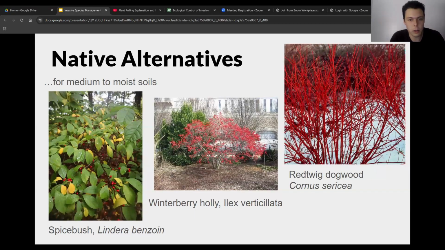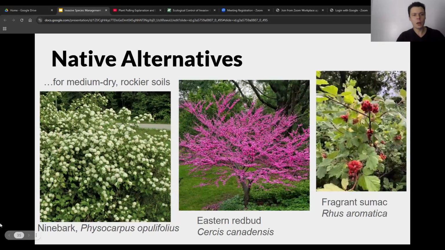And who doesn't love red twig dogwood? Great for medium to moist soils. And if you're on the other end of the spectrum, you can have ninebark. I mean, look at that. So much prettier than a hydrangea to me. Just overflowing with those white puffballs. I love it. Eastern redbud, one of the first things that bloom, and like an undeniable color there.